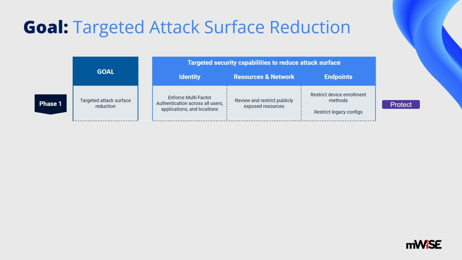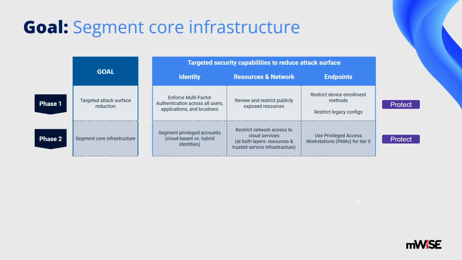The end goal of phase 1 is to minimize the entry points that can be exploited by an attacker to gain, maintain, or escalate their access. Then we move to phase 2, where we focus on segmenting the core infrastructure. At the identity level, segmenting privileged accounts. If you're privileged in cloud, we want to use cloud-based identities that stay in the cloud and do not sync them back to on-prem. And if you're an on-prem privileged identity, then you remain on-prem. We want to minimize the exposure of our privileged accounts as much as possible.